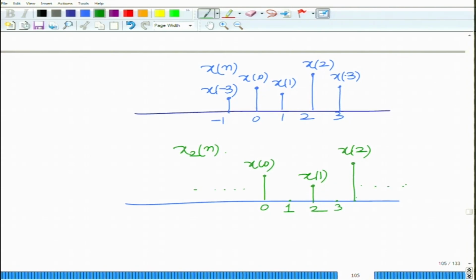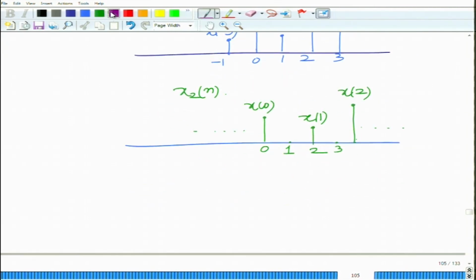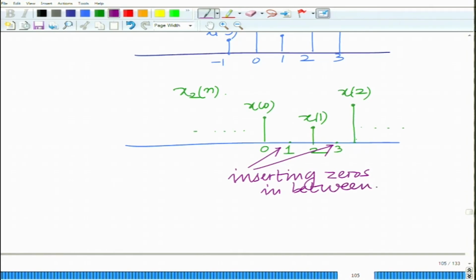Okay. Similarly, on the negative axis, this is x of n. So, you are interspersing, inserting zeros in between. The first thing to realize is that you are inserting zeros in between and spreading the signal out. So, x 2 of 0 is x of 0, x 2 of 1 is 0, x 2 of 2 is x of 1, x 2 of 3 is 0, x 2 of 4 is x of 2, and so on. So, you are spreading the signal out and inserting zeros in between.